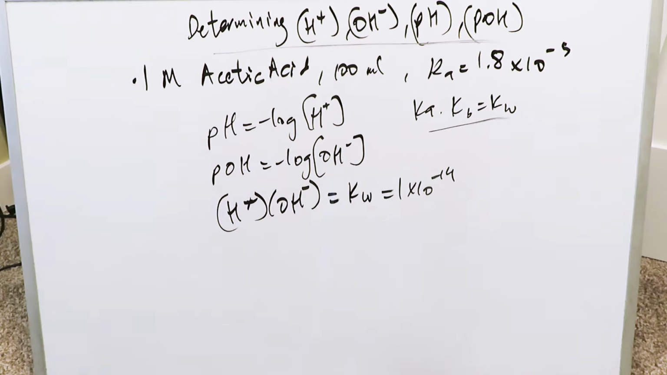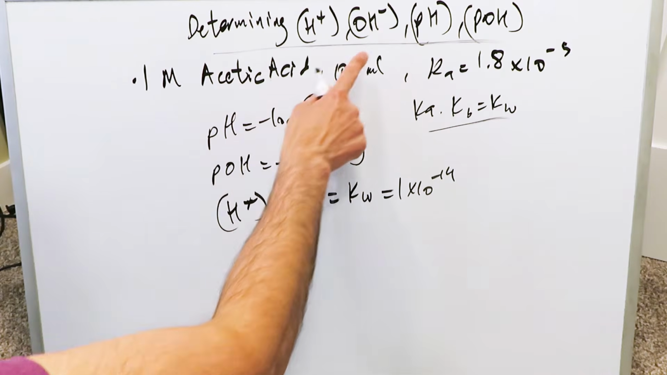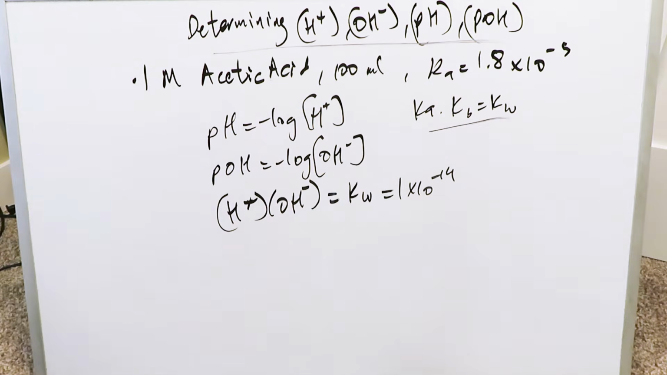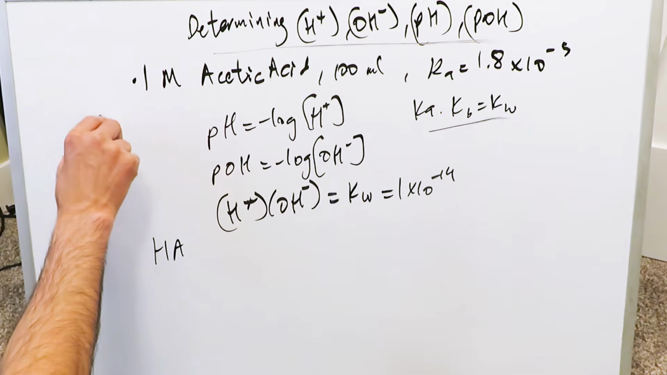How do you go about understanding that if you're looking at an acid, you can determine the hydroxide ion or the pOH? Well, you would have an equation which looks like this, and I'm using HA for acetic acid. It has one proton which can be dissociated. Acetic acid looks something like this.